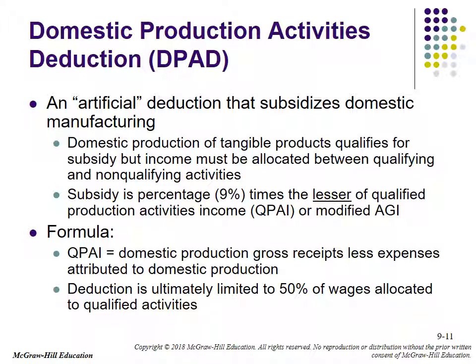QPAI is your domestic production gross receipts. So that's how much you sold your manufactured products for, less expenses attributed to domestic production, and that's the key. So how much revenue did you have from your domestic production, the stuff you made in the United States, less the expenses attributed to that income made from those products made in the United States. So we look at that. So it's basically taxable income from domestic production.